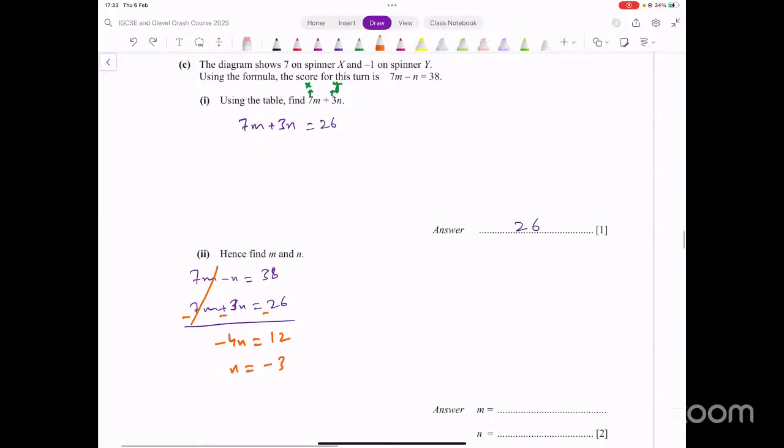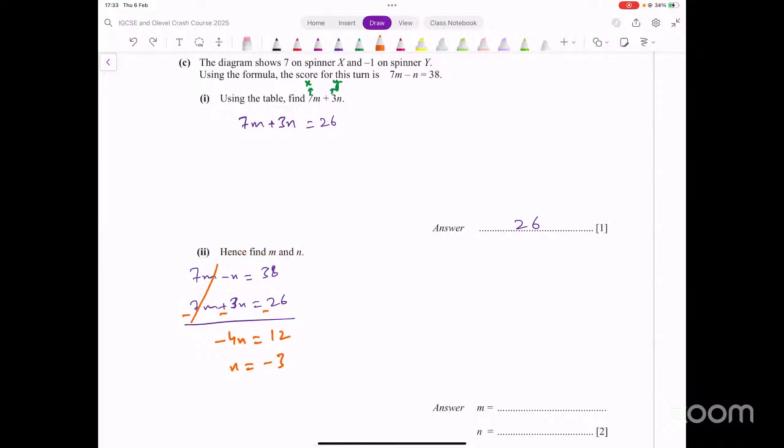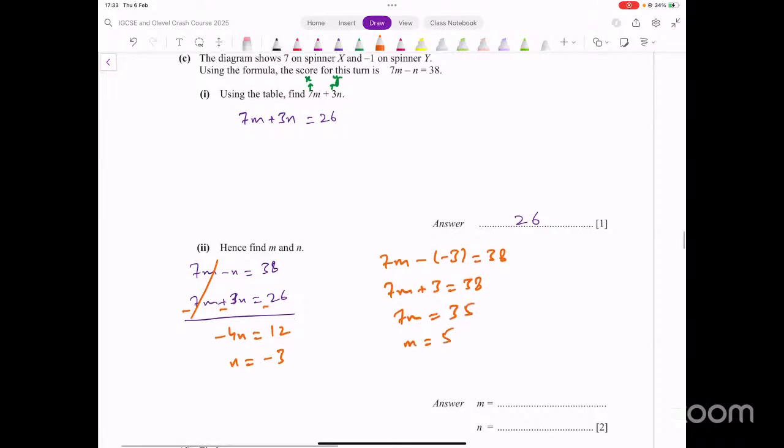Put this value of n back in any one of those two equations. If I put that in the first one, that gives me 7m minus 3 equal to 38. So 7m plus 3 equals 38, 7m equals 35, and the value of m turns out to be 5 from this. So m equals 5 and n equals minus 3. That's the result that we get from this.